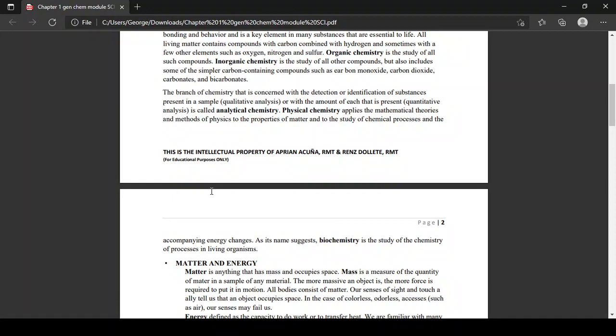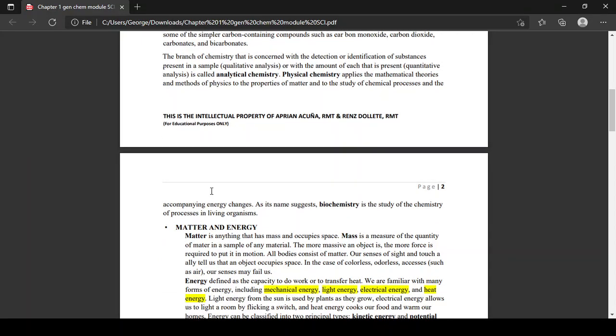Next, kids, physical chemistry and biochemistry. You need to know that physical chemistry applies the mathematical theories and methods of physics to the properties of matter and to the study of chemical processes and the accompanying energy change. Physical chemistry is physics, dealing with mathematical theories and the methods of physics. For example, how much power do I need to travel from this distance to SM? You are applying mathematical theories when going from one place to another. That is physical chemistry. You only need the basics for ballistics, the travel of a bullet from one point to another at the scene of the crime. You do not need to go in-depth in physical chemistry in criminology.